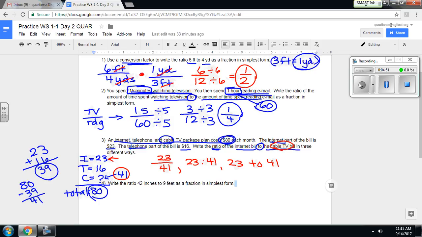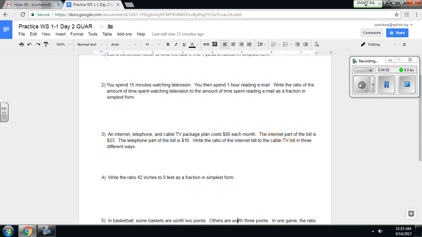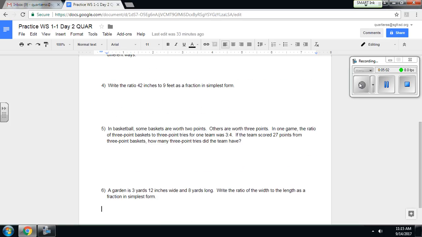Now let's take a look at number 4. Number 4 says, write the ratio of 42 inches to 9 feet as a fraction in simplest form. This is very similar to what you did in number 1. So first we're going to write it exactly the way they tell us: 42 inches on top, 9 feet on the bottom. But I have to use a conversion factor. How many inches are in a foot? There are 12 inches equals 1 foot. And yes, you have to write this.